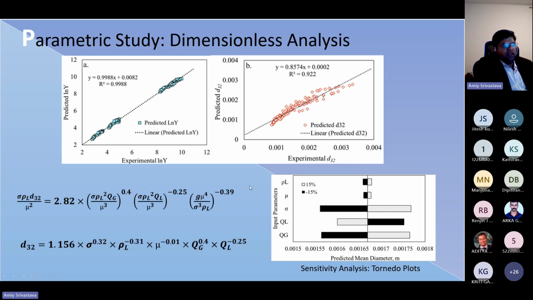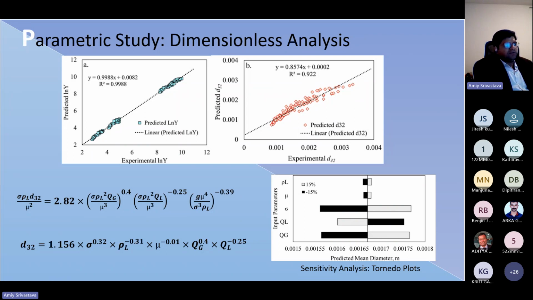Whenever you perform any such analysis, like multilinear regression or artificial neural network, try to make a sensitivity plot, because that can give you an idea of where the problem is lying and how to solve that problem. So those types of things are possible. But again, in this plot, you can see the R square value was just 0.922, and I wanted to explore an opportunity to increase this value further.